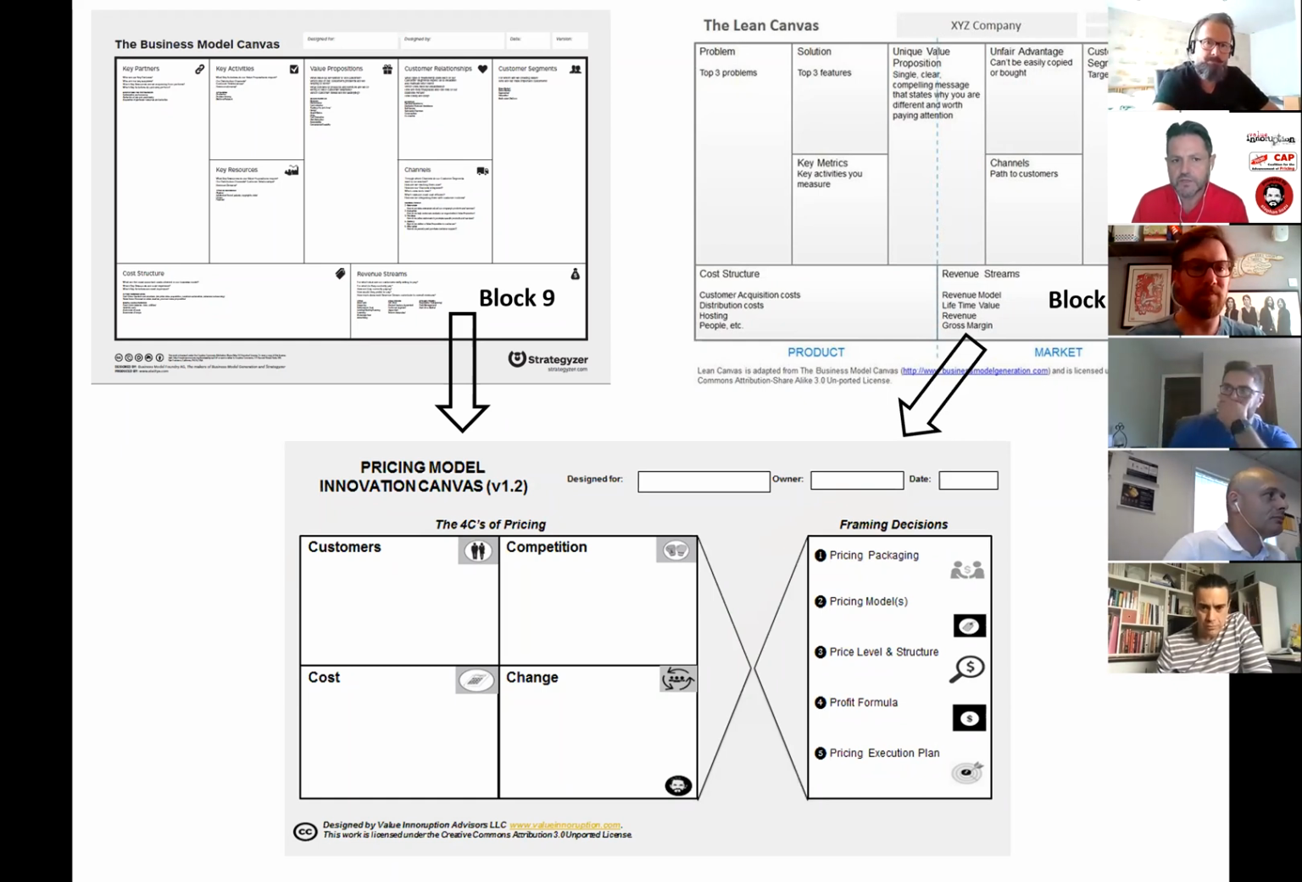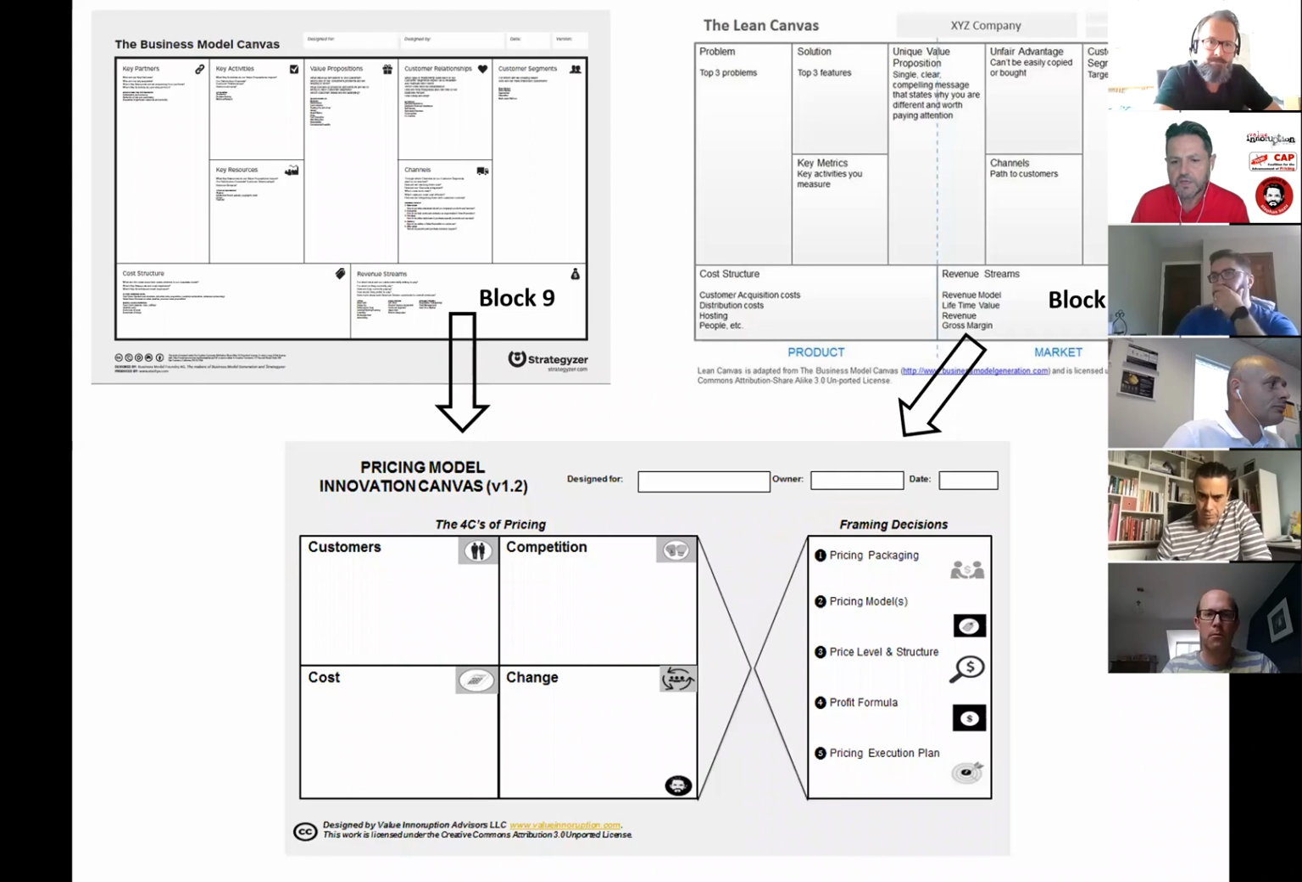Cost, competition, and customers. Those are typically the pricing orientations that, in academia, most consultants and practitioners will use to frame their pricing, to set up their price-setting methodologies.